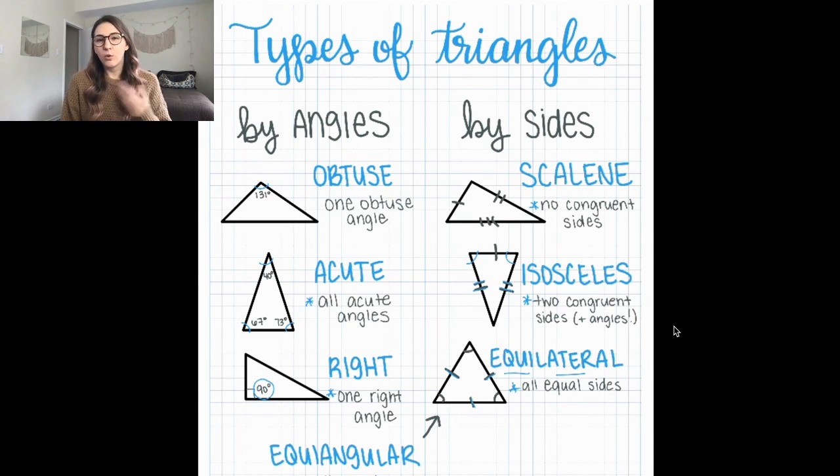So think about what types of triangles are impossible for you to make. Could you make a right equilateral triangle? Could you make an obtuse equilateral triangle? So think about that as your challenge for this lesson.